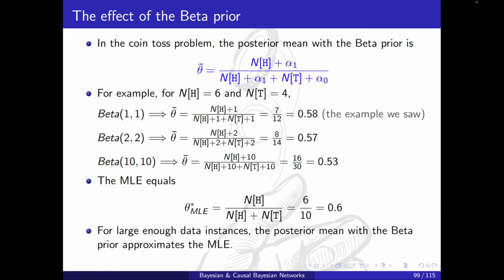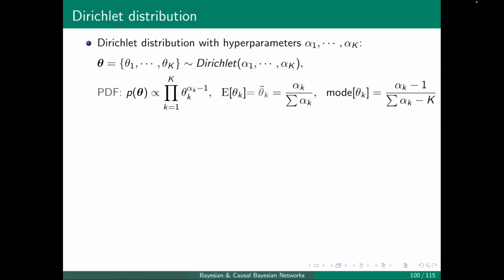For large enough data instances, again, the posterior mean with the beta prior will be close to the MLE. So this is to show the effect of a different prior on the theta bar value. But what about categorical variables with more than 2 values, multinomial distributions? For that, we can use the Dirichlet distribution, which is a natural extension of the beta distribution.